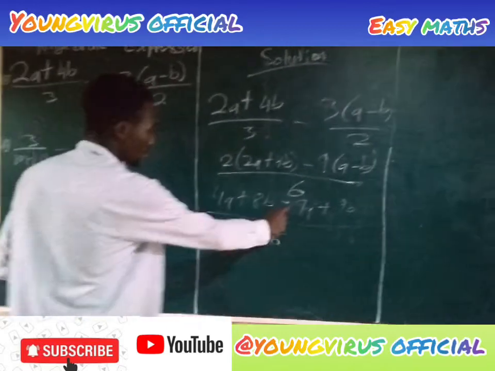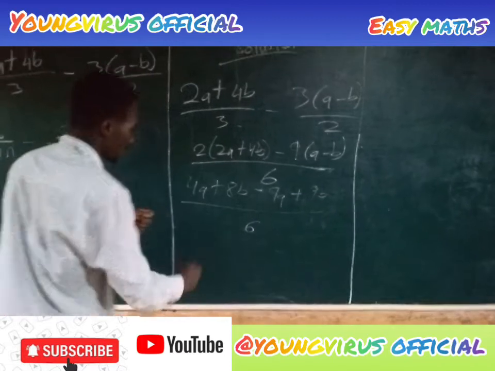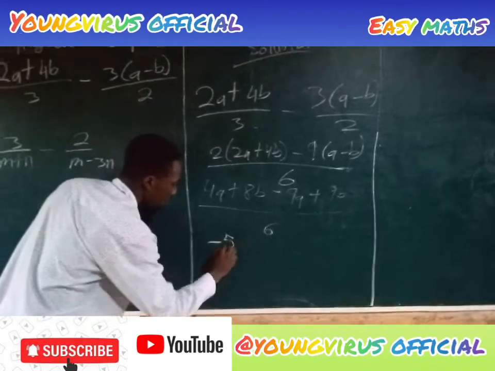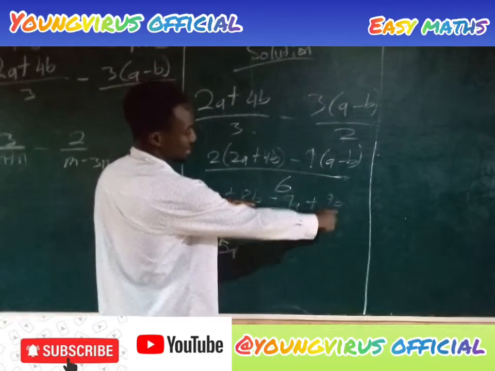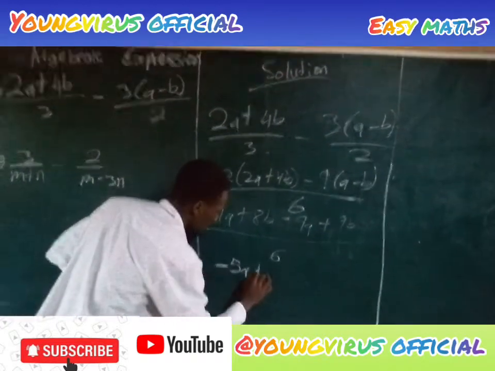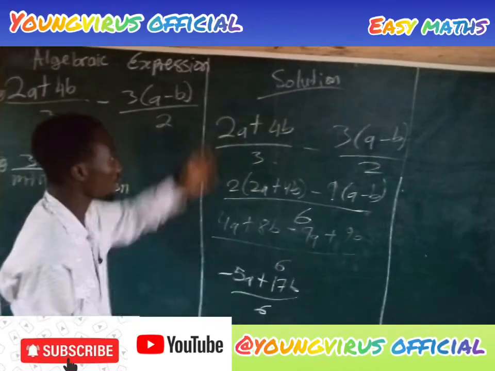So grouping like terms, we have 4a minus 9a, which is giving us negative 5a. Now 8b plus 9b, which is giving us plus 17b, over 6. So that will be all for the first question.